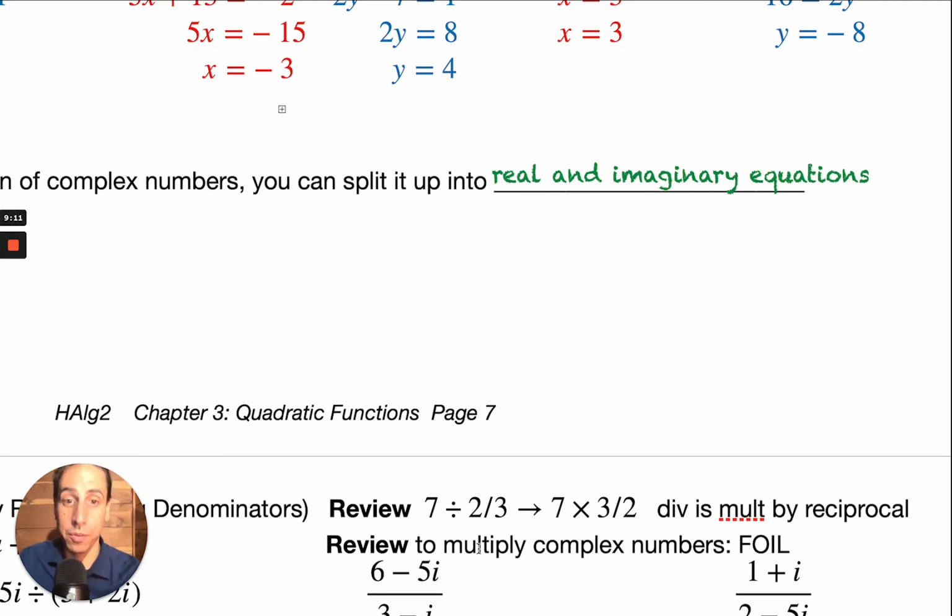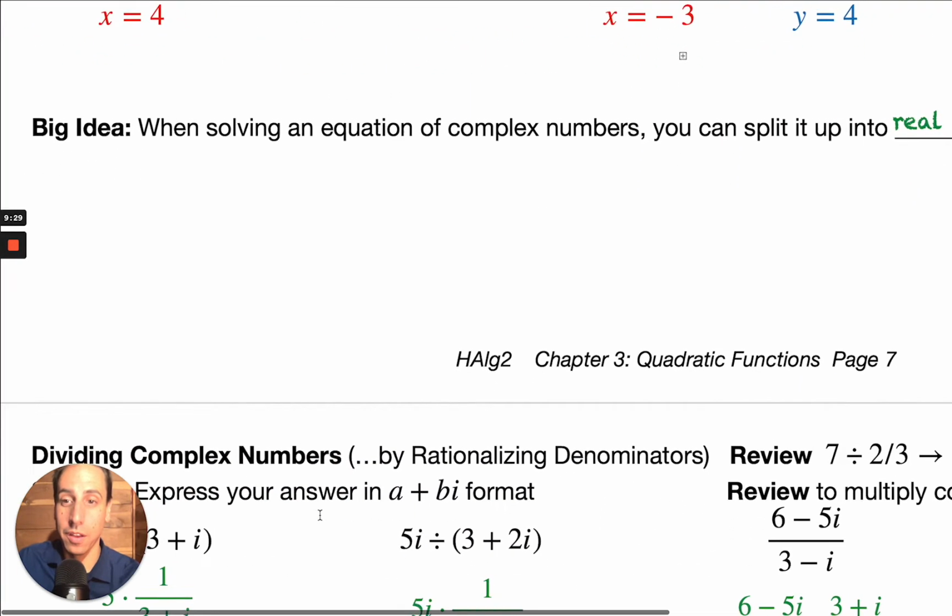So basically, the short version is that we're going to change division into multiplication by taking the reciprocal. And if we ever need to multiply complex numbers, because you can see we're changing division into multiplication, how do we multiply them? We have to FOIL. So there's going to be a whole lot of reciprocals and FOILing going on.